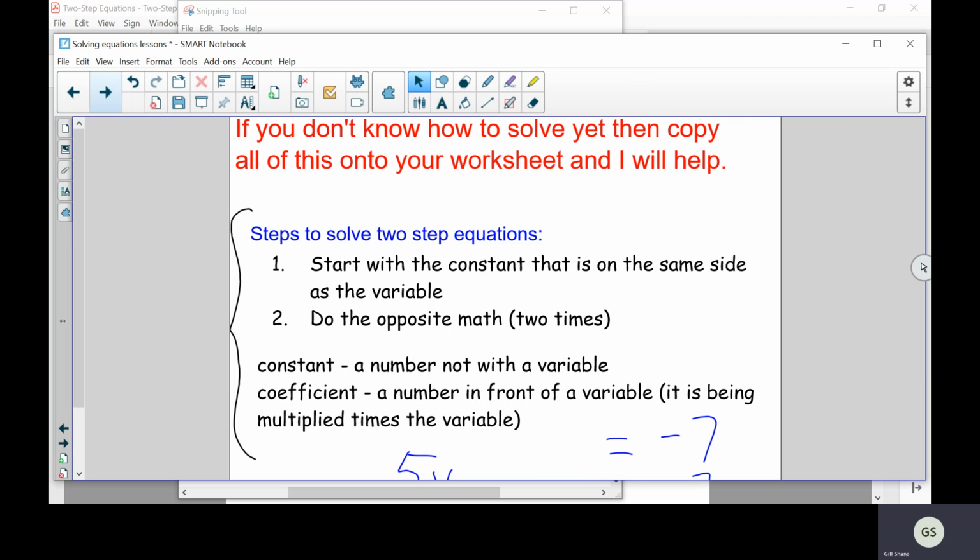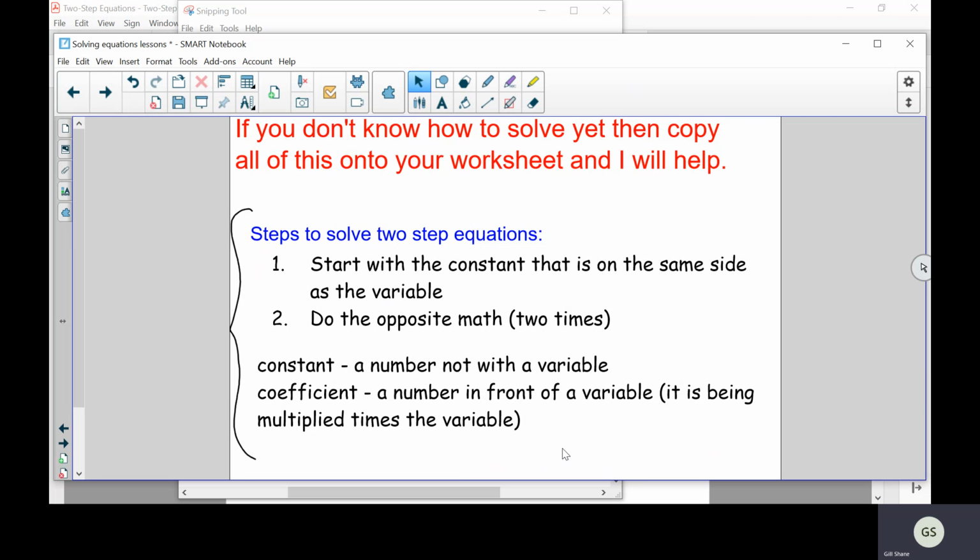So, on your worksheet, same worksheet, not in your notes, because you should already have it in your notes, you'll notice that there's enough room on the far right side of the paper to jot some notes. Here's what you're going to write. You need to write all of this stuff that's in the little brackets, from steps to solve two-step equations all the way down to the definition of a coefficient. Don't worry about the numbers at the bottom. I'll erase those.